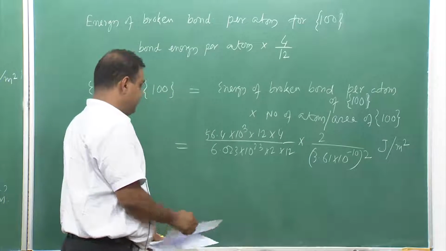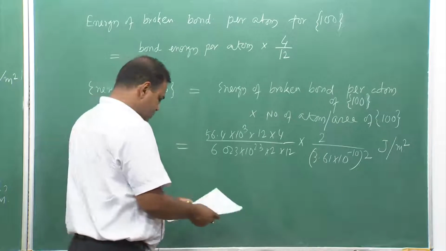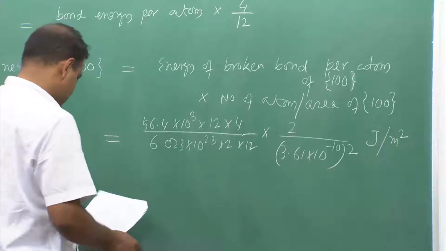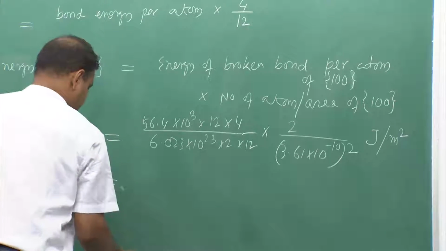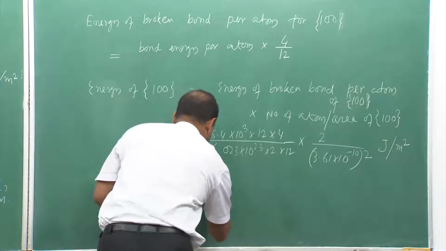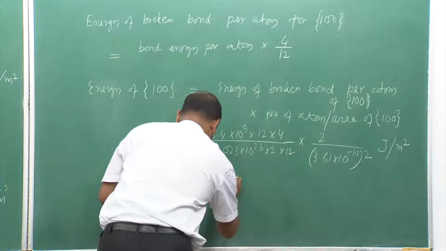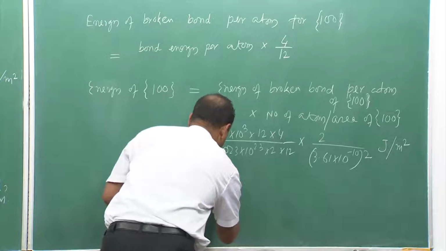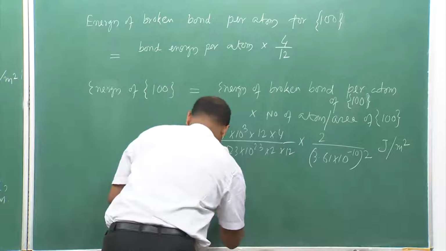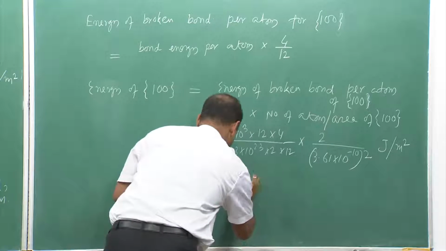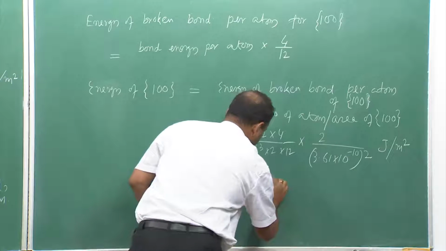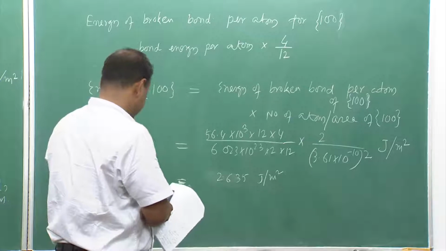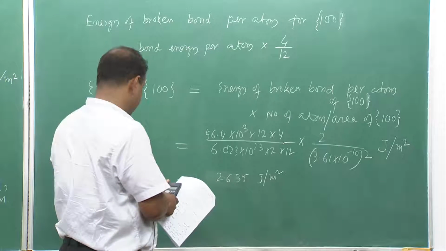If we find this value, you can find it at around close to 2.63. It would come around 2.635 joule per meter square, something around that you would get. Let me cross check 56.4.